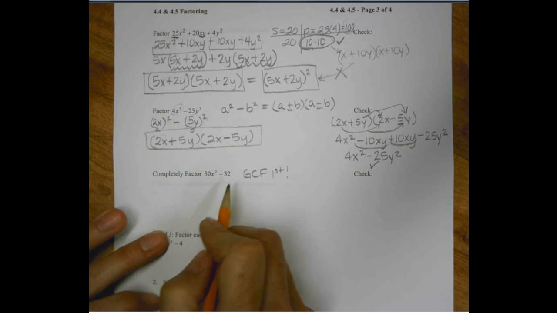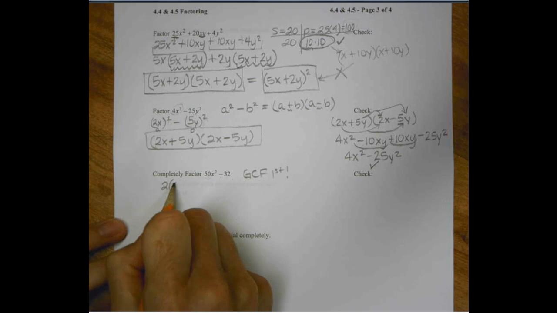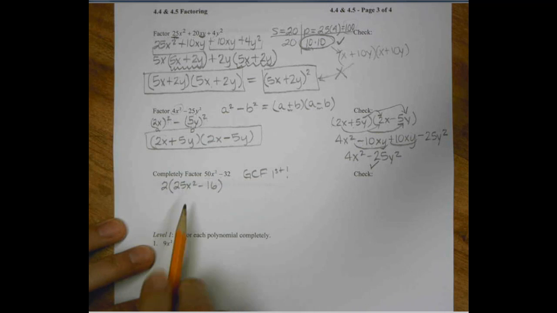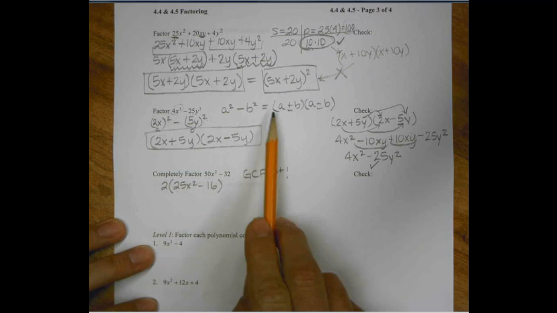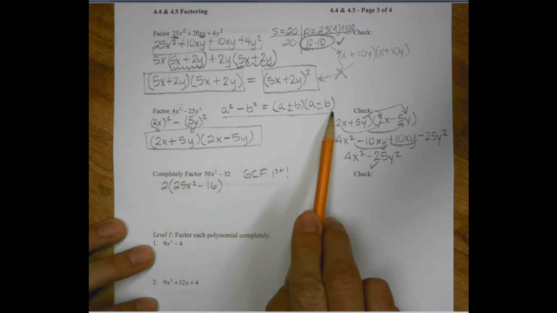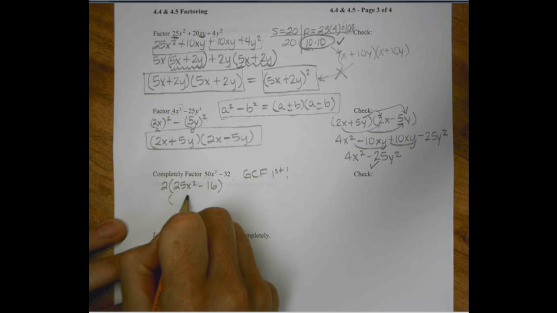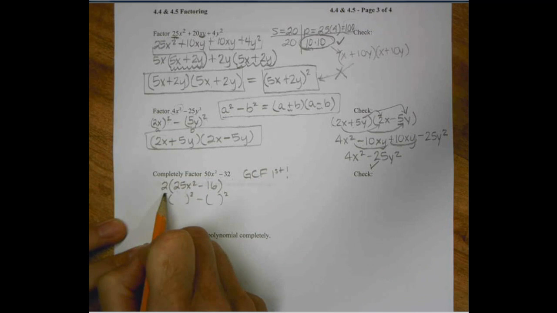If I pull out a greatest common factor, I know that I can pull out at least a 2, and I'm left with 25x squared minus 16. And now I can see that the 25 is a perfect square and the 16 is a perfect square, and I no longer have any greatest common factors, so I'm ready to use my formula here for the difference of squares. And I really want to know, what am I squaring for the first term and what am I squaring for the second term?